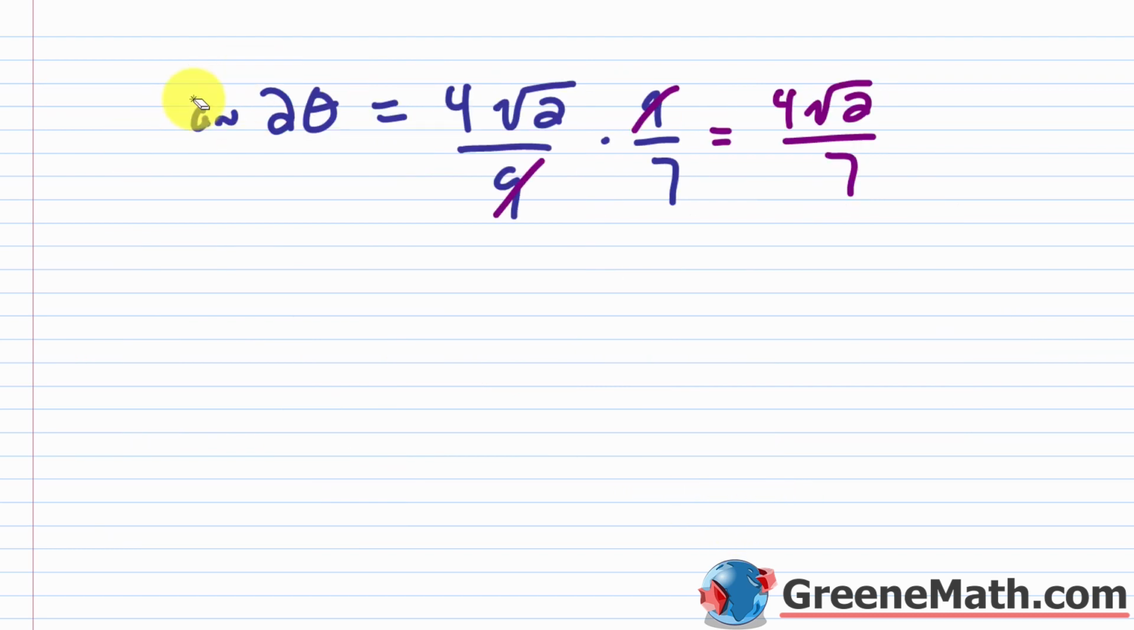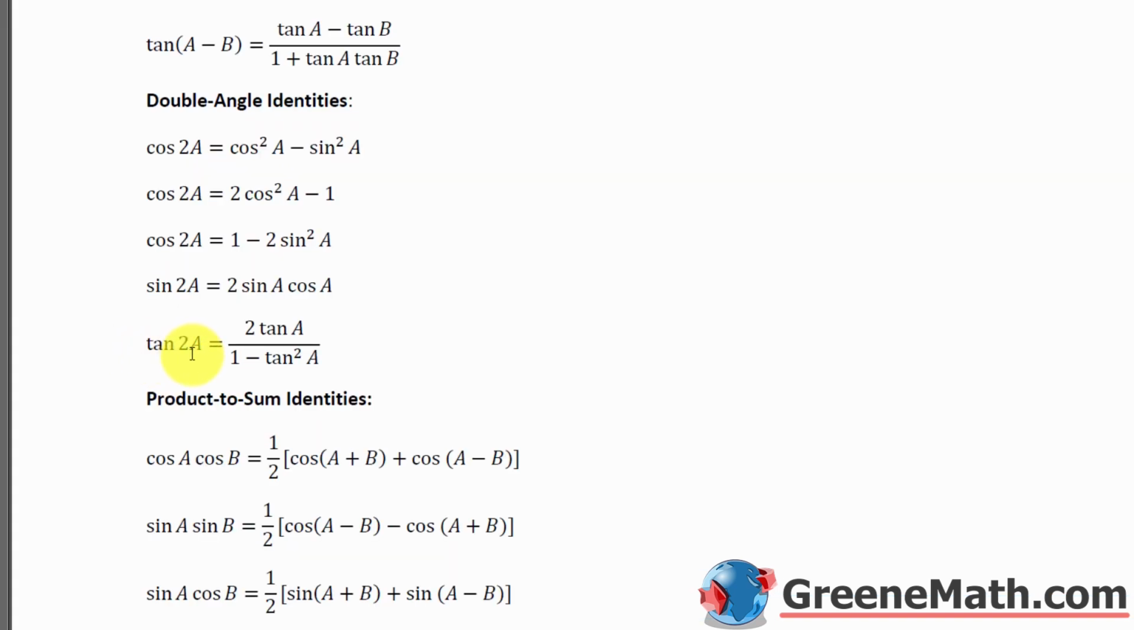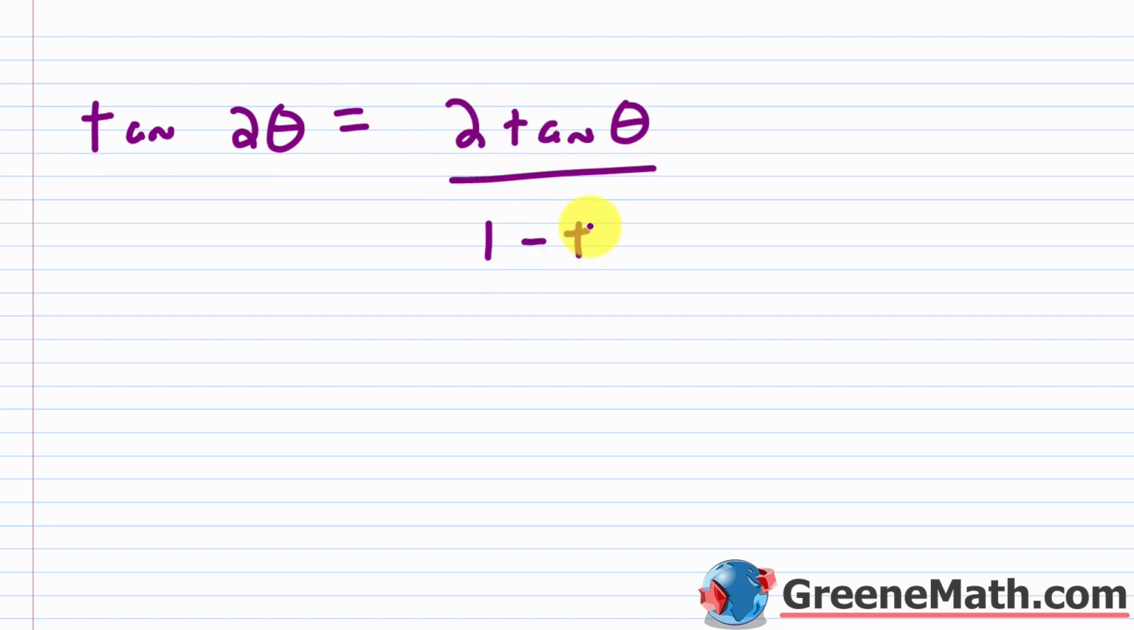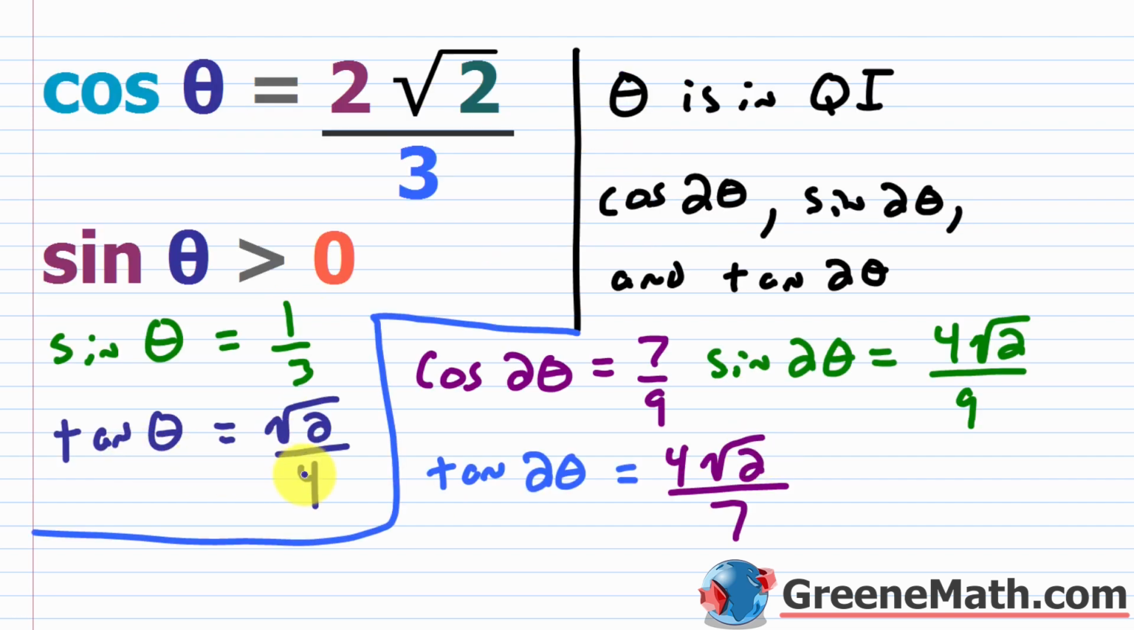Now the other way, and I just want to show you this with the identities. It's a little bit longer, but I think you should see it. Let's pop this open. We have the tangent of 2a is equal to 2 times the tangent of a over 1 minus tangent squared of a. Okay, so let's come down here and say that the tangent of 2 times theta is equal to 2 times the tangent of theta over 1 minus tangent squared theta. Okay, so what is the tangent of theta? If we go back up, the tangent of theta was square root of 2 over 4.